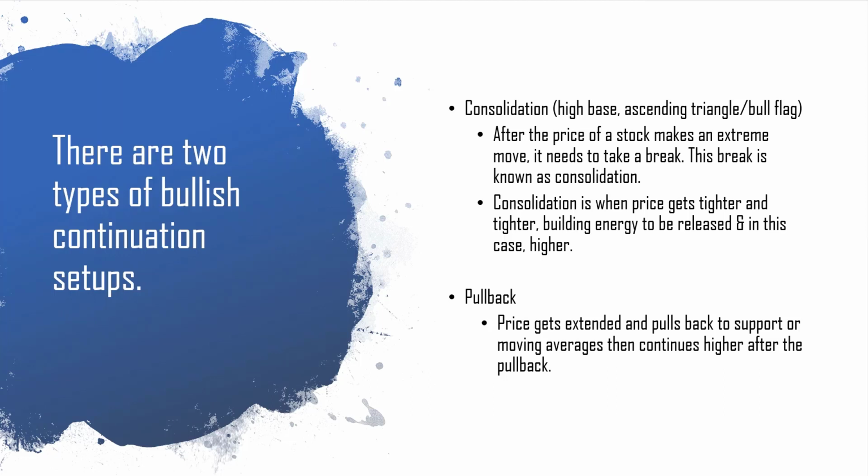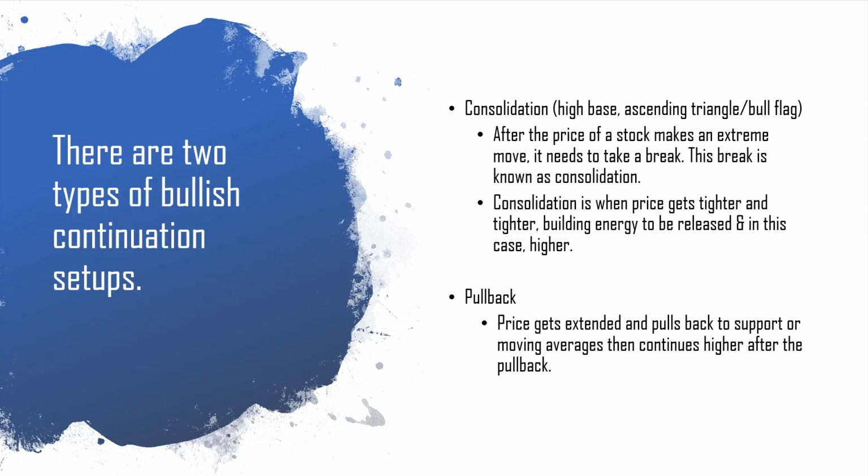Alright, so there are two types of bullish continuation setups. There's basically a consolidation and a pullback type of bullish continuation setup. So the consolidation type of setups are a high base, ascending triangle, or a bull flag. Ascending triangle and bull flag are kind of the same, but I will go over the differences.